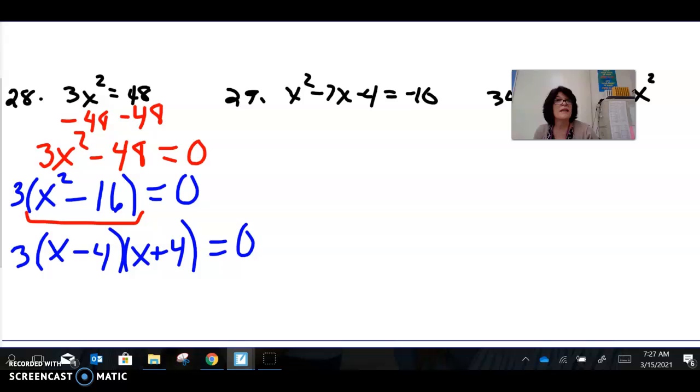Now I set each thing equal to 0. But I noticed that 3 can't equal 0. 3 doesn't have an x with it. So I just set x minus 4 equals 0 or x plus 4 equals 0.